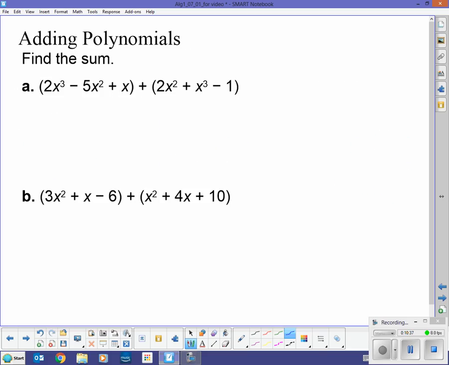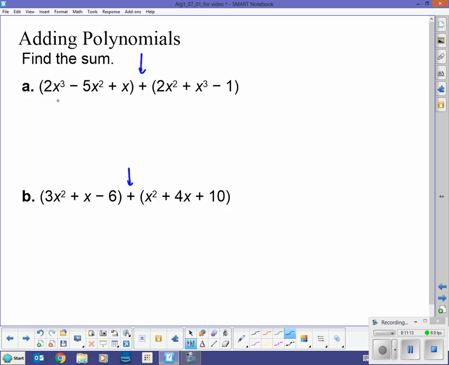Let's move on to the heart of this video here, and what we're going to do here is add polynomials, find the sum. I have two trinomials I'm adding together here: 2x cubed minus 5x squared plus x. I'm adding that to 2x squared plus x cubed minus 1. Well, when it comes to adding polynomials, you can essentially ignore the parentheses. Ignore the parentheses. Are you writing that down? Ignore the parentheses and just combine like terms.